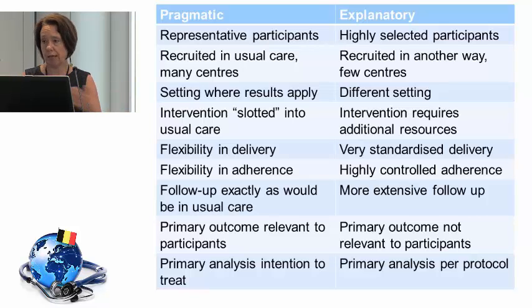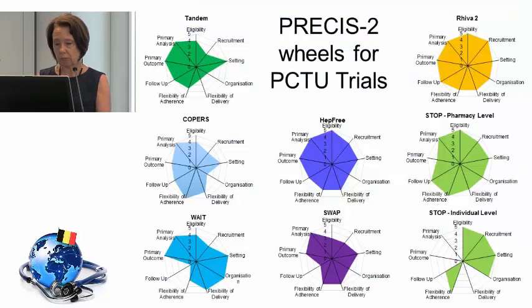So that just gives you a flavour of those different domains, and we can score any trial on a range between one of those two extremes. So within the Pragmatic Clinical Trials Unit, a couple of years ago, we did this exercise where we looked at a number of our trials.